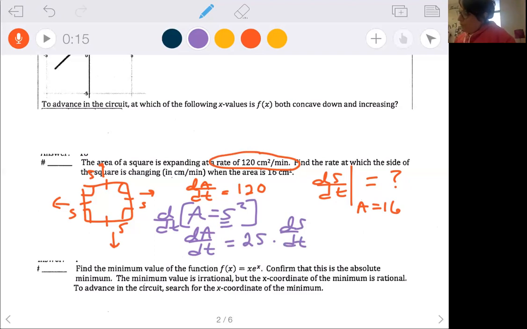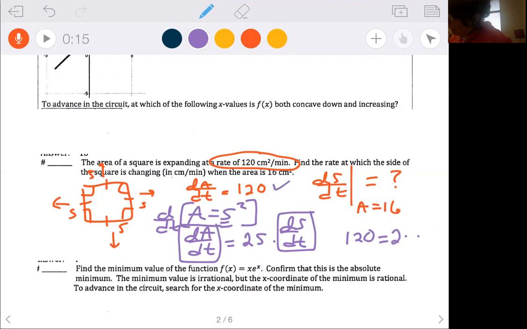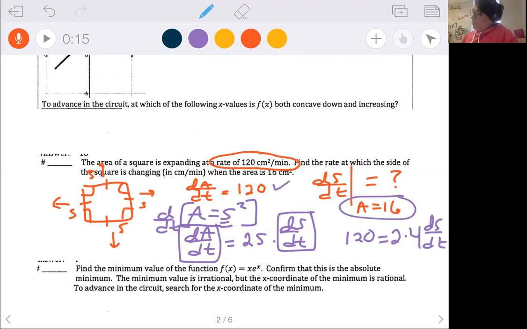Now, what am I looking for? I'm looking for ds/dt when the area is 16. Well, dA/dt was given, so I'm going to say 120, that was given in the stem of the problem, is equal to 2 times s times what I'm looking for. So there's got to be a way I can find s. How can I find s? They gave me the area of the square. If the area of the square is 16, the side length is 4. So I would do 120 over 8. Simplify it, and that is ds/dt.